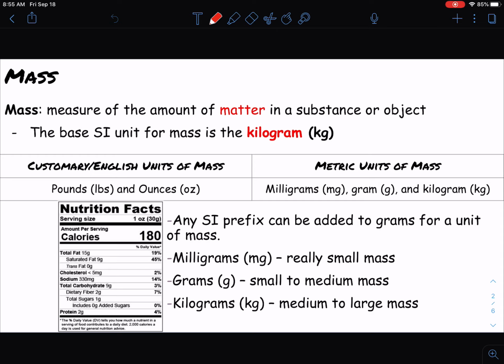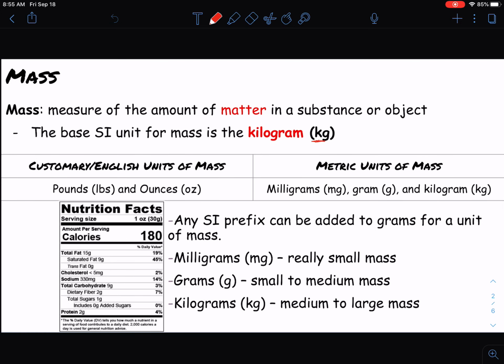One of those concepts is mass. Now remember that mass is the measurement of the amount of matter in a substance or object. And we're going to go into more detail this year about what matter is, okay? But the base SI unit for mass is the kilogram. And remember, kilogram is this lowercase k, lowercase g, kg. That's the abbreviation for it right there.